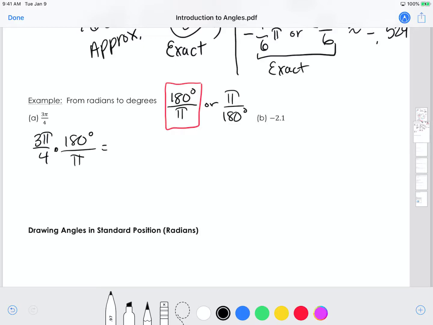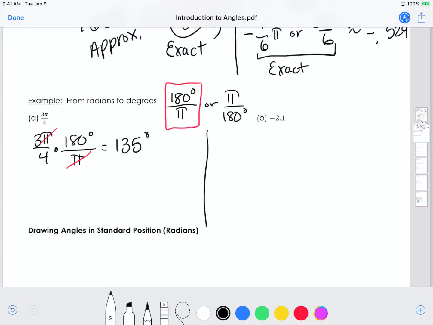So I want to take 3 pi over 4, and I want to multiply by 180 degrees over pi. I can cross off the pi's, and then I have 3 times 180 divided by 4, and when I do that, I'm going to be left with 135 degrees.